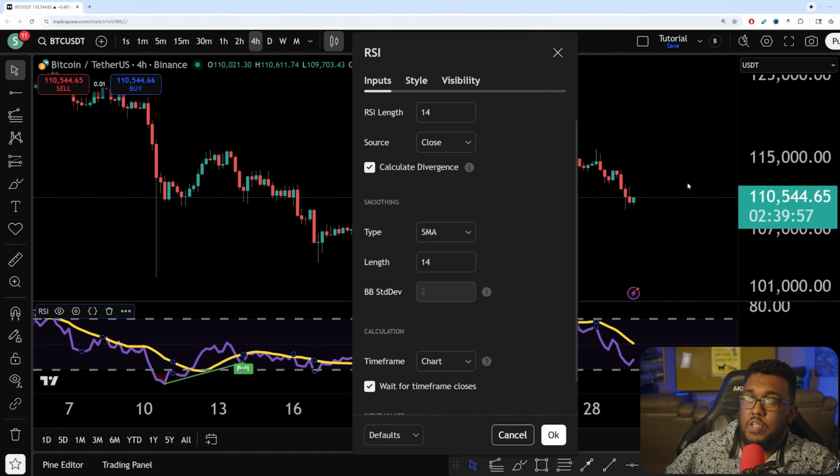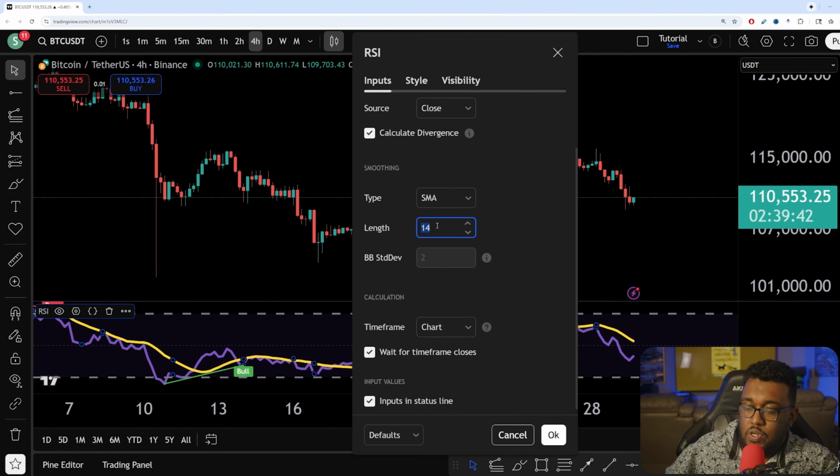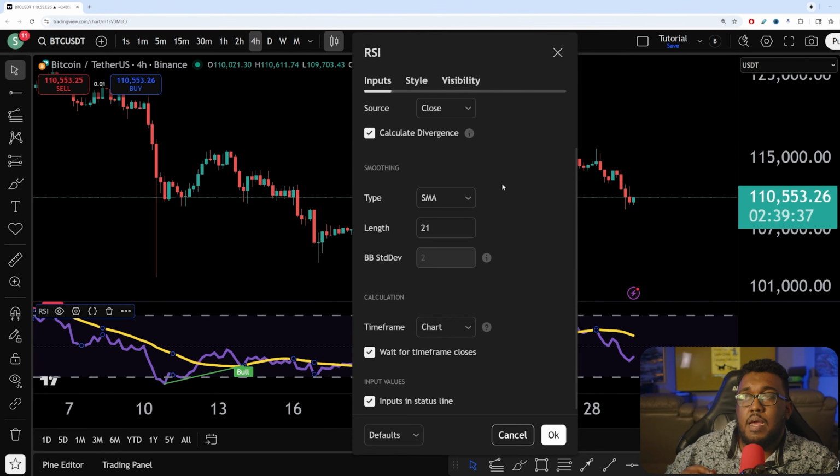Afterwards, we're going to be moving on over here to the long-term settings. These ones are going to be going from 14 to 21. Close is going to remain the same. Calculate divergence, keep this on. SMA, keep this to SMA. And the 14, you guys are going to be moving over to 21. And these are going to be your long-term signals, primarily for the weekly and monthly charts.